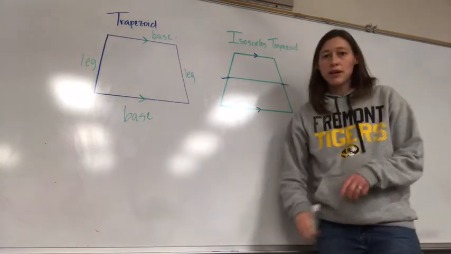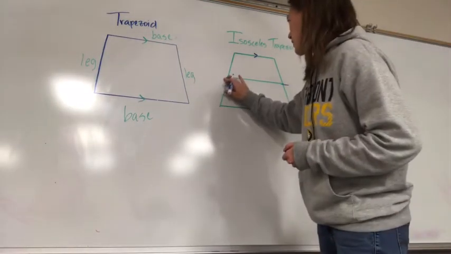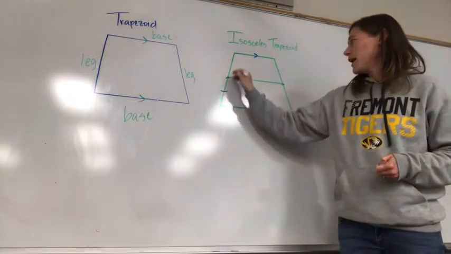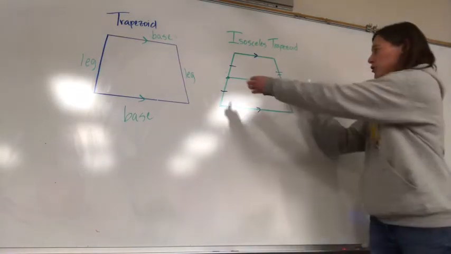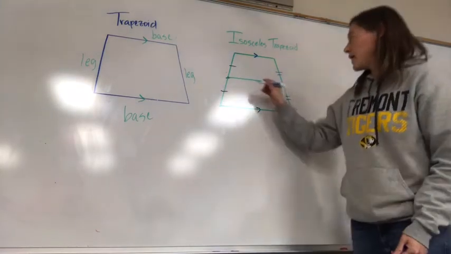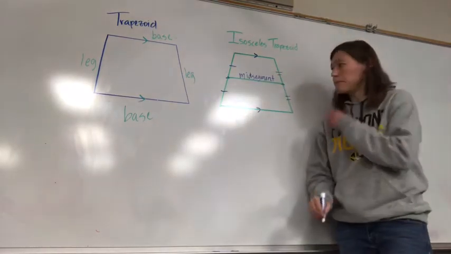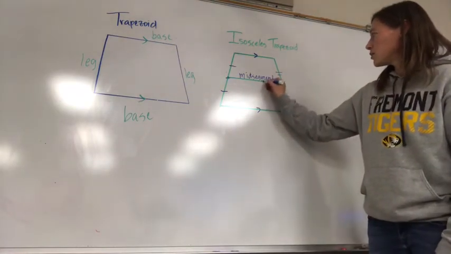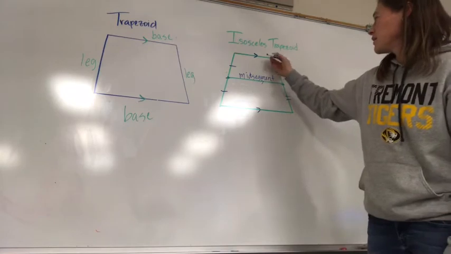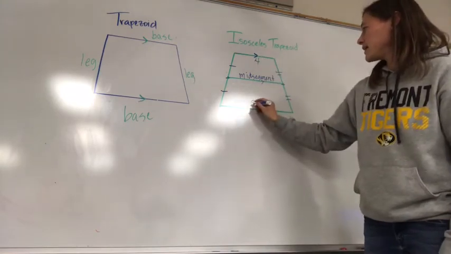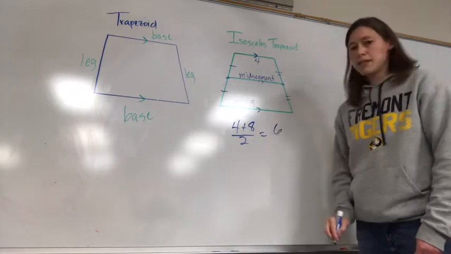Okay, so here's something called the trapezoid mid-segment theorem. What that says is that if we have a segment that connects the midpoints of the two legs, then that's called the mid-segment. And the mid-segment is parallel to the two bases, and it's also equal to the average of those two sides. So let's say that this side is 4 and this side is 8. Then to find the length of the mid-segment, we would find the average. So the mid-segment would be 6.